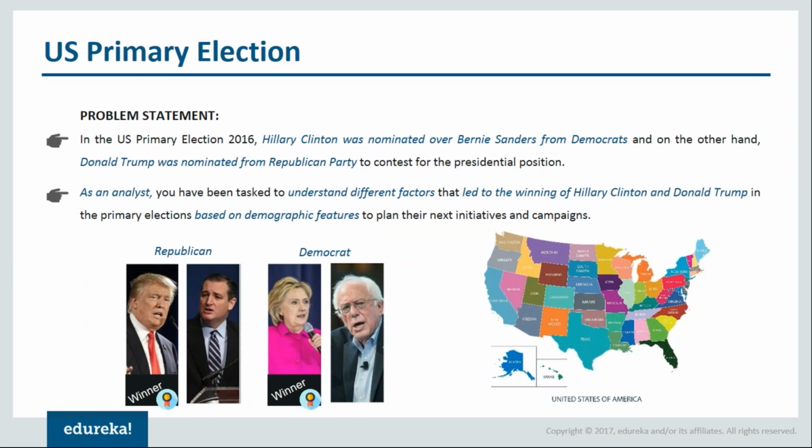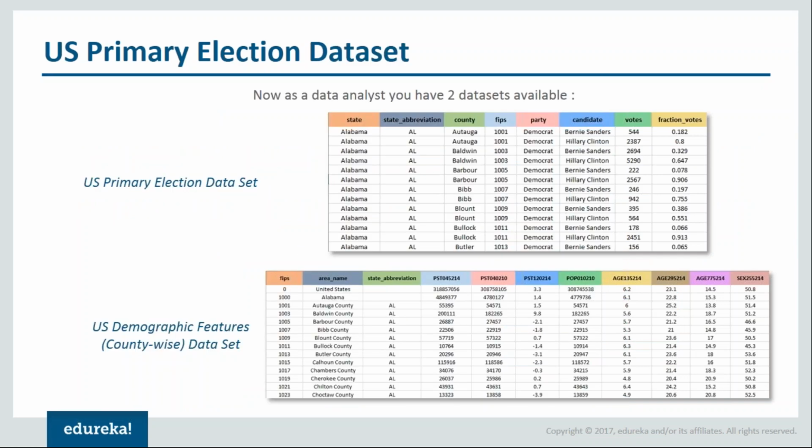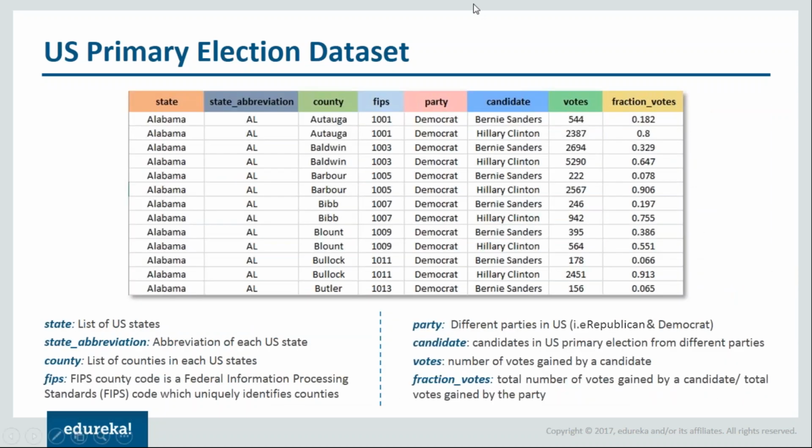The first thing you'll do is ask for data. And you have got two data sets with you. The first is the US primary election data set, and the second is the US demographic features county-wise data set. Let us take a look at what these data sets contain. This is our first data set, the US primary election data set. These are the different fields present in our data set.